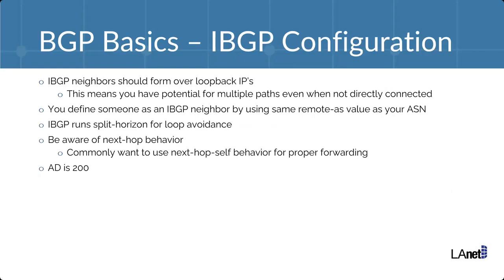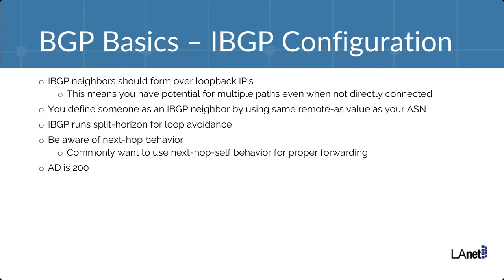So let's talk about some IBGP configuration recommendations. In IBGP, I would strongly recommend all your neighbors form relationships via their loopback IPs. Do not use your interface IP addresses for IBGP. Use your loopbacks. This is just from a best practices perspective, from a router ID and an update source standpoint. And we can take a look at that in a minute. We're going to go into a lab.